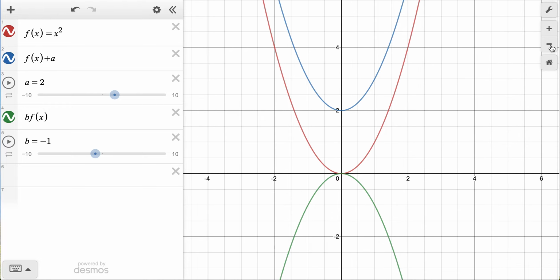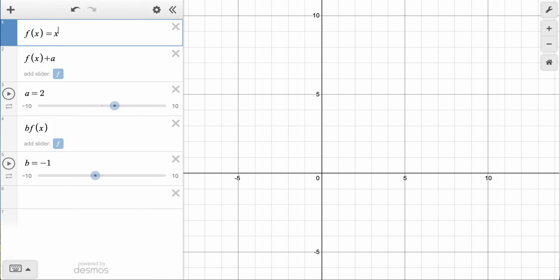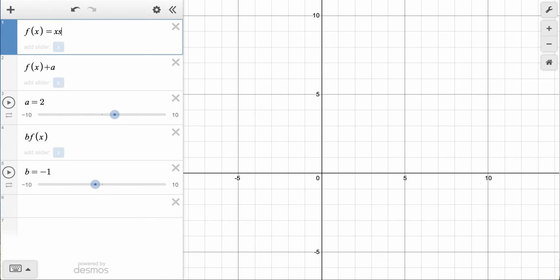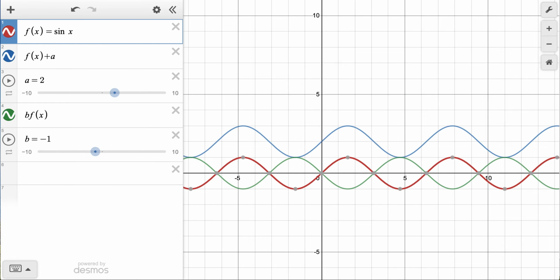Zoom out a little bit. I just want to show you again that it doesn't matter what the original function is, it still does all the same things. Okay, so have a look. I mean, just check you understand. The red one is the original. The blue one is f of x plus 2, which moves it up 2. And the green one is minus f of x, which flips it upside down.